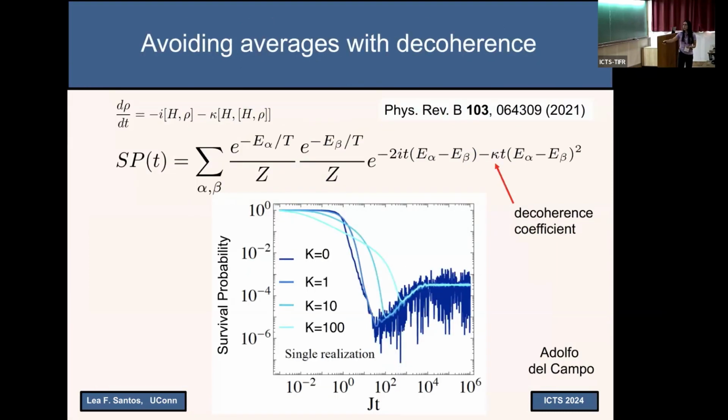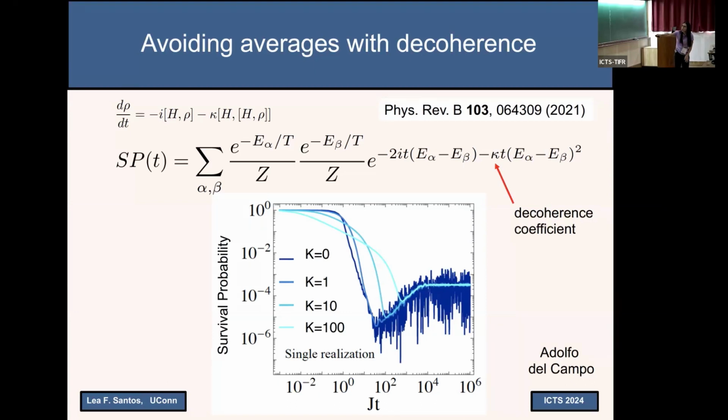And the answer was already in Adolfo's paper. Tomaz was also part of some of these works. The idea is to open the system. So I'm showing one paper, but Adolfo has many others on this subject. And what we have here is the spectral form factor, or survival probability, where these components of the initial state now are Boltzmann factors. And this kappa here is the decoherence coefficient.